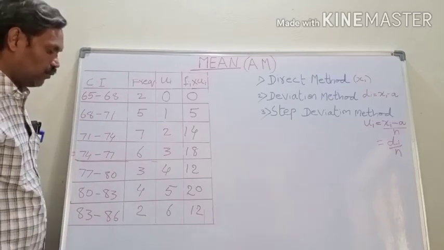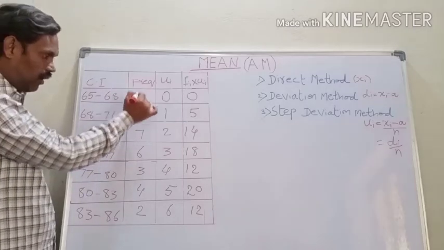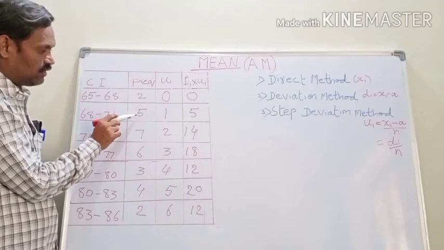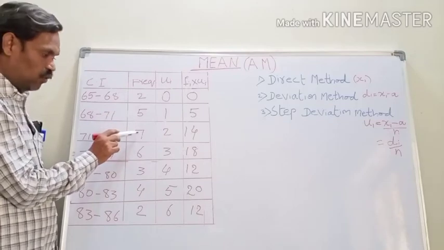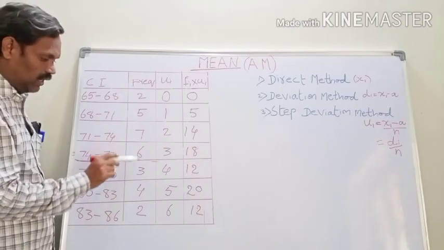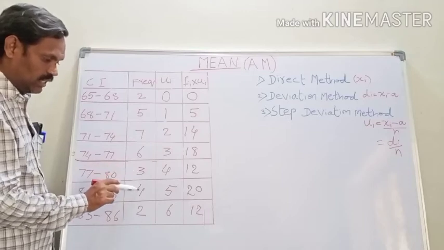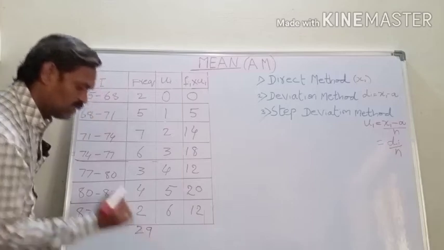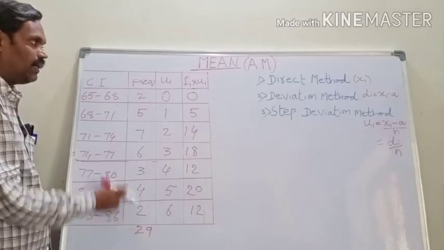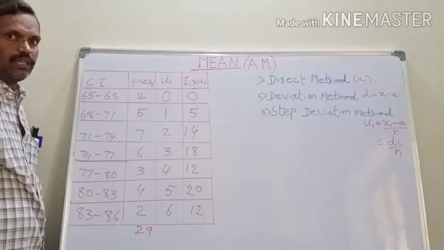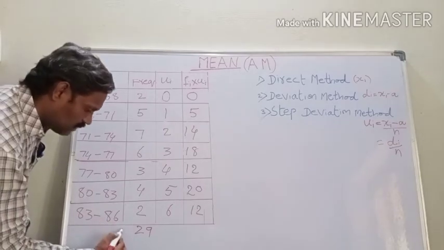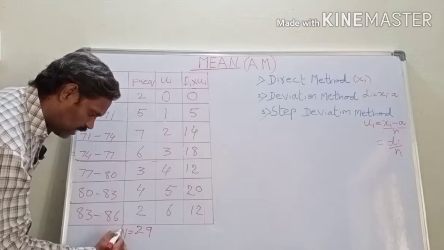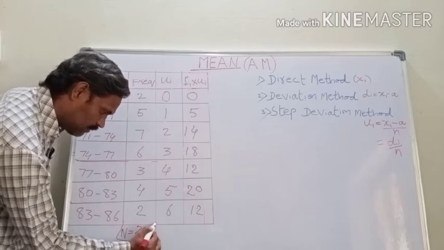Then you have to find the sum of frequencies. You add 2 plus 5, 7, 7 plus 7, 14, 14 plus 6, 20, 20 plus 3, 23, 27, 29. You can write here 29. So this 29 is nothing but the sum of frequencies. Here the sum of frequencies is always denoted by capital N. Here N is equal to 29.